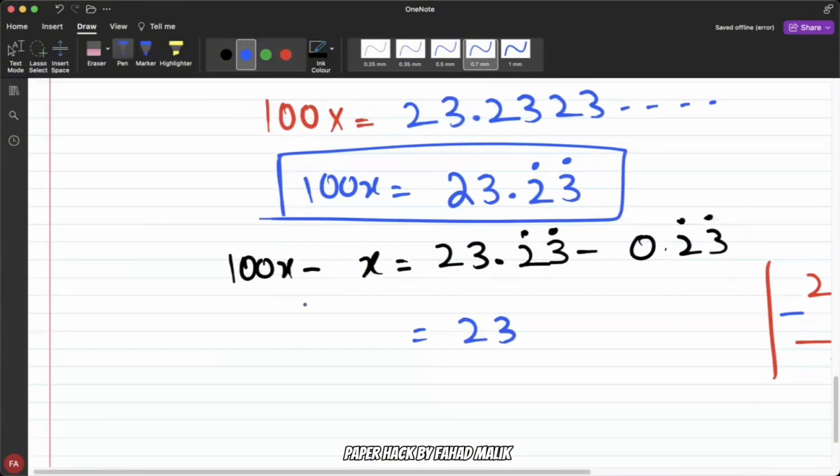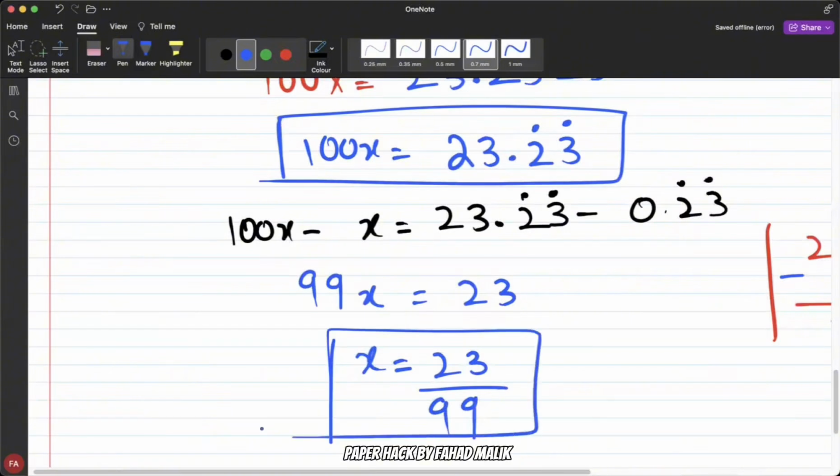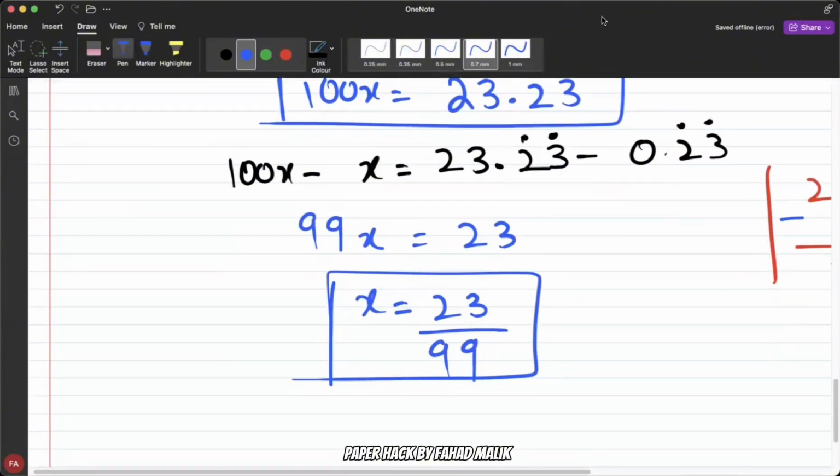In a similar way, that's going to be 100x minus x. That's going to be 99x. And then since I need to figure out x, that means now I'm left with 23 over 99. That's it. This right here is my answer. So hopefully the rudimentary concept by now is clear.